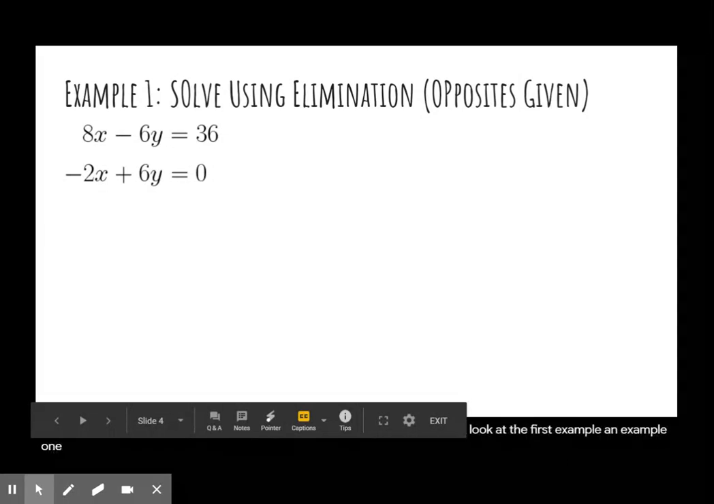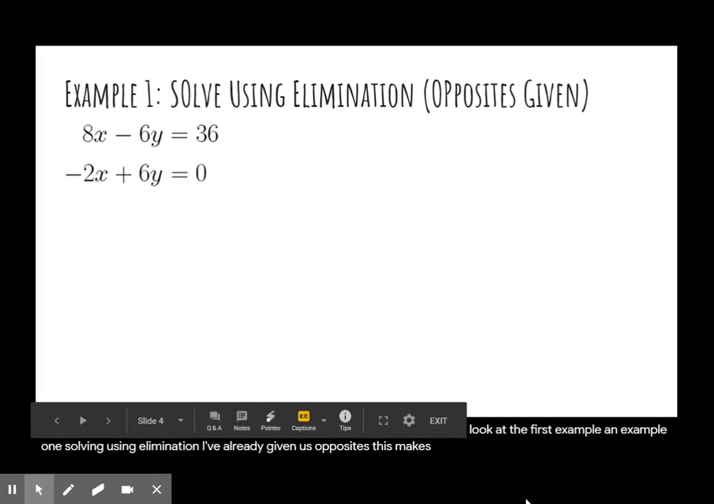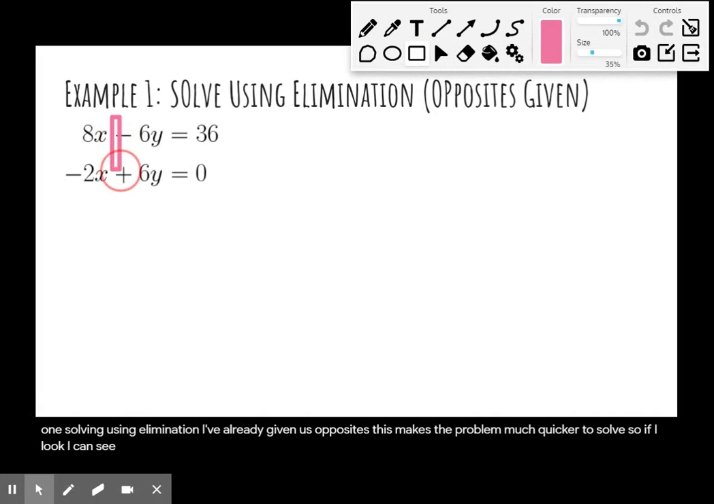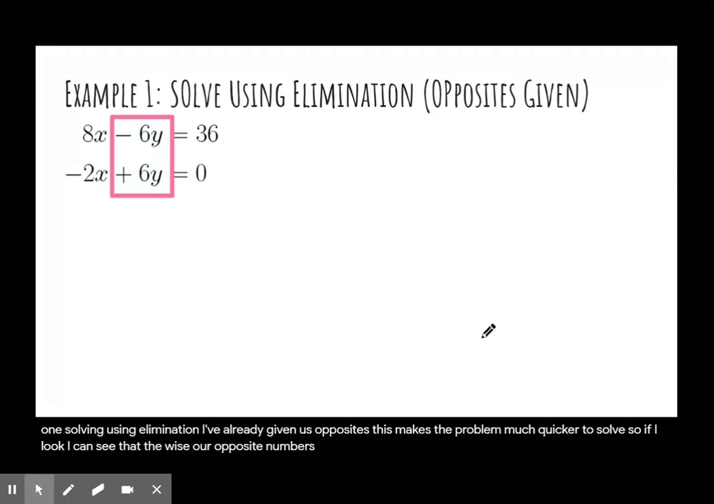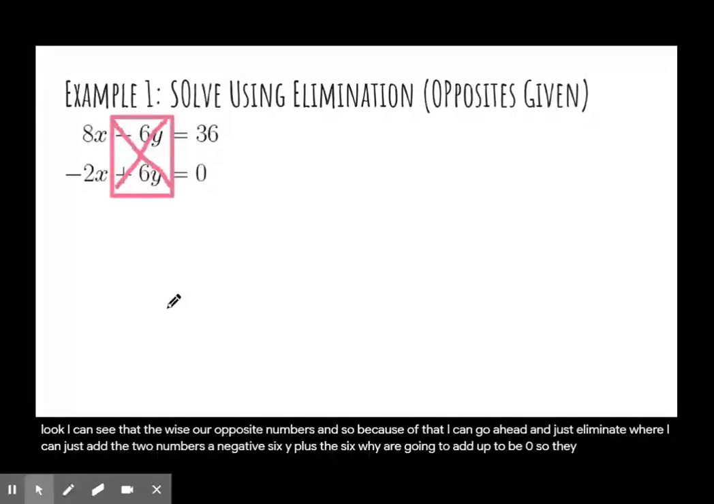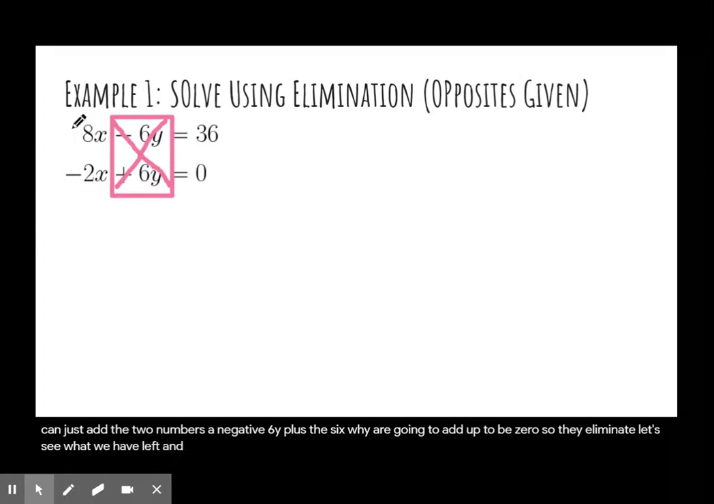In example 1, solving using elimination, I've already given us opposites. This makes the problem much quicker to solve. So if I look, I can see that the y's are opposite numbers. And so because of that, I can go ahead and just add the two equations. A negative 6y plus a 6y are going to add up to be 0, so they eliminate. Let's see what we have left. An 8x minus 2x is 6x. A 36 plus a 0 is 36.